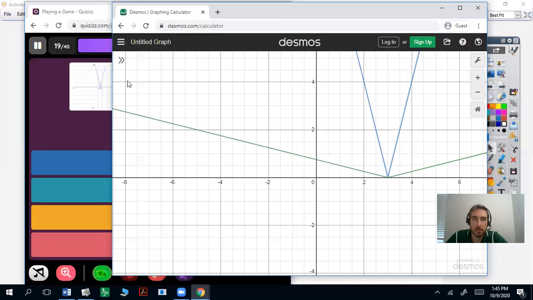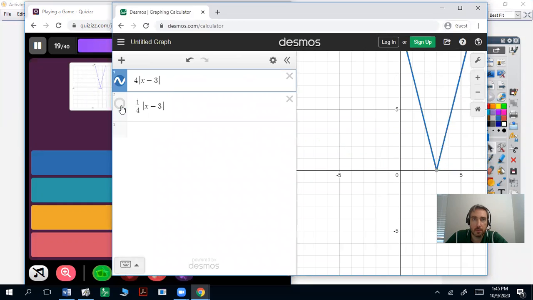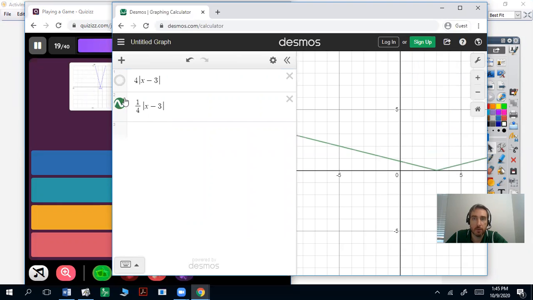The 4 makes it skinny. The 1/4 makes it wide. Skinny is vertically stretched. Wide is vertically compressed. So we want the one with the 4.